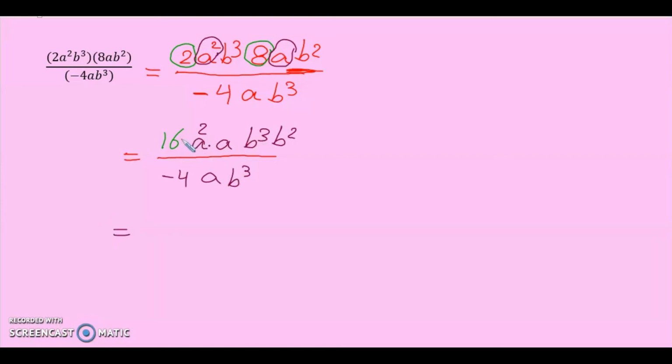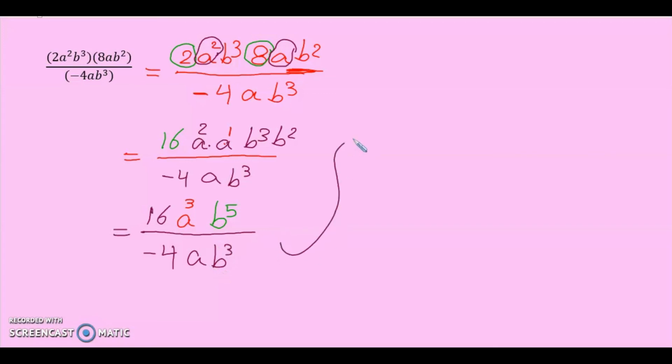Then look at this. On top, do I have something to still simplify? Yes, these two, and these two. So therefore, I'm going to do one extra step, which is 16. Between these two a's, the exponent of this a is 1. Yes? So you have to add them up. So therefore, it would be a, 2 plus 1 would be 3. How about the b's? Because they are multiplication, 3 plus 2 would be 5. What do I have on denominator? Just copy.